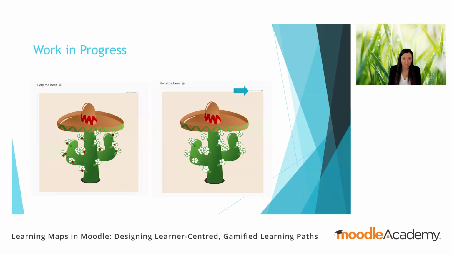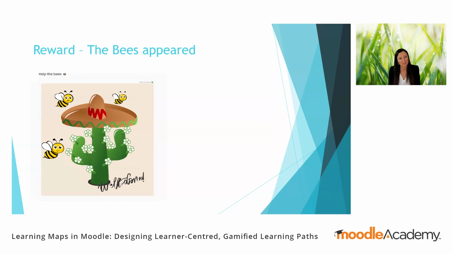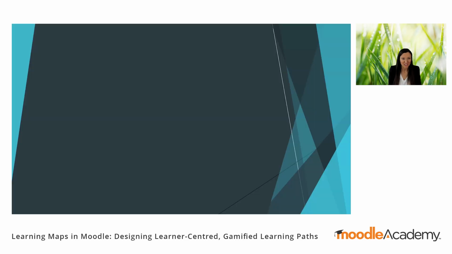But this change from here, without the bees, to the bees, that's not in the learning map itself. I just made one learning map disappear and another one appear so that this change happens. And because this is some kind of reward, and I think it's important to have something like this, that takes me to the topic of gamification, aspects of gamification.